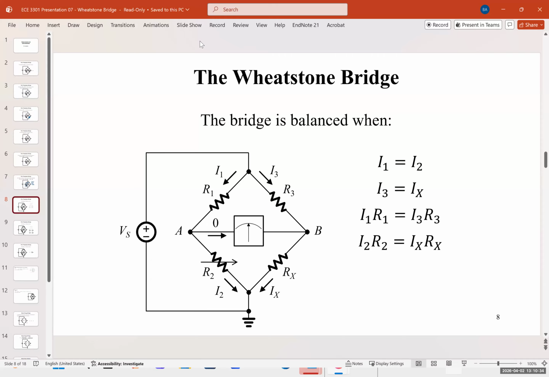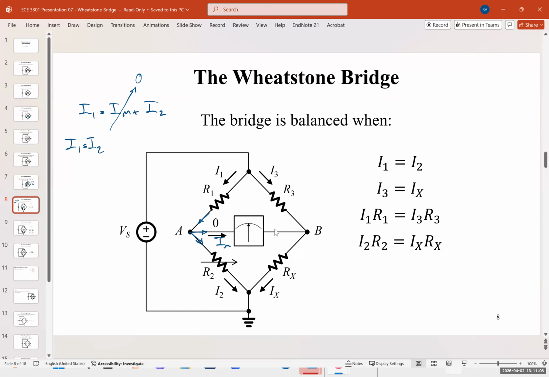Now, balancing the system means that IM is 0, therefore I1 would be equal to I2, because, again, according to Kirchhoff's current law, I1, the current going inside node A, is equal to the currents coming out of it. So I1 would be equal to IM plus I2. And because IM is 0, I1 would be equal to I2.